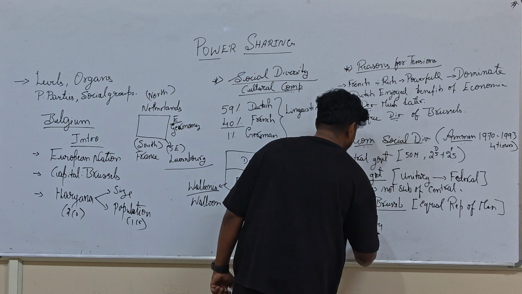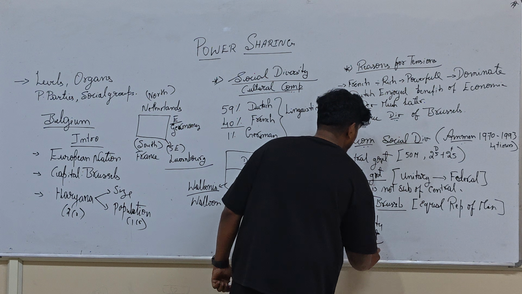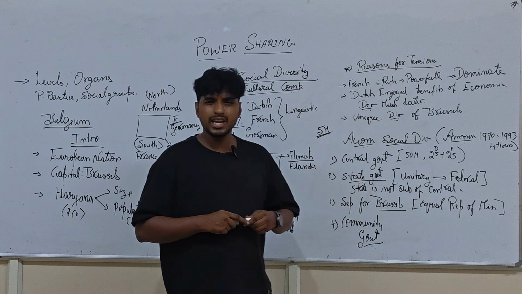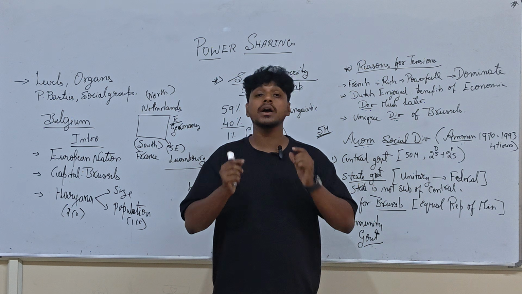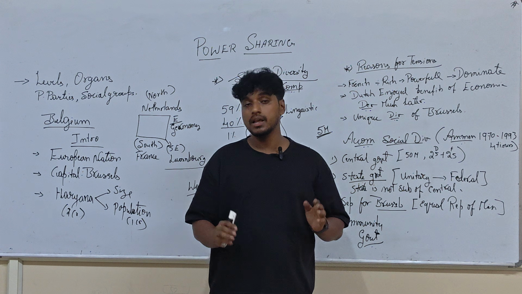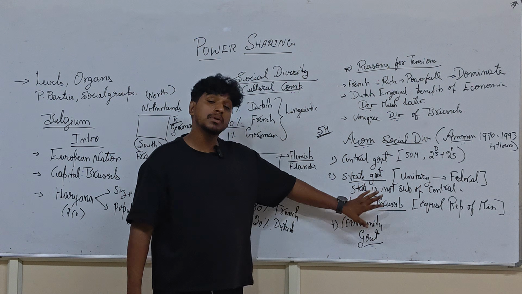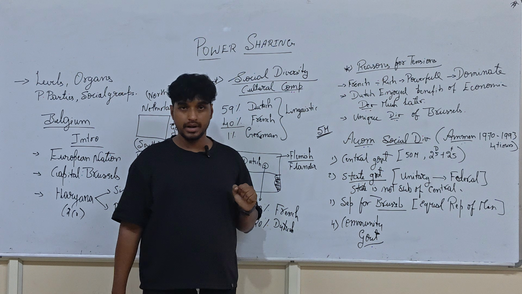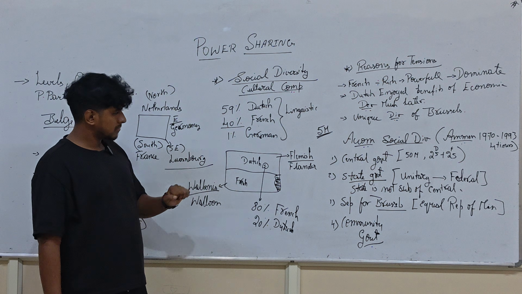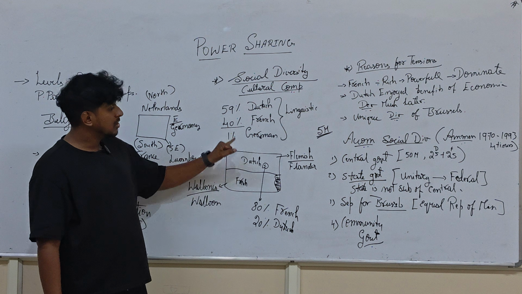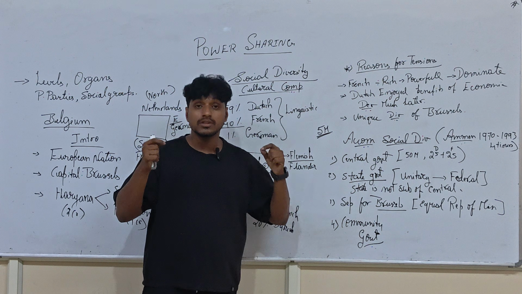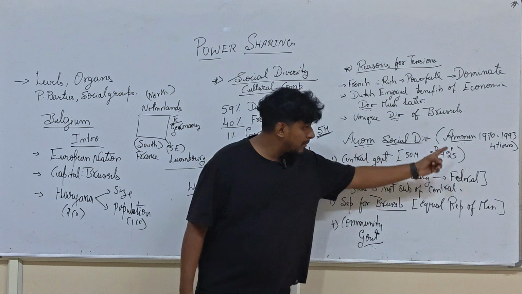What is this community government? Community government is a form of government formed by separate community of people. In Belgium, we have 3 different community people. So obviously, in Belgium, we had 3 community government: Dutch community government, French community government, German community government. This was a constitutional provision through the amendments.